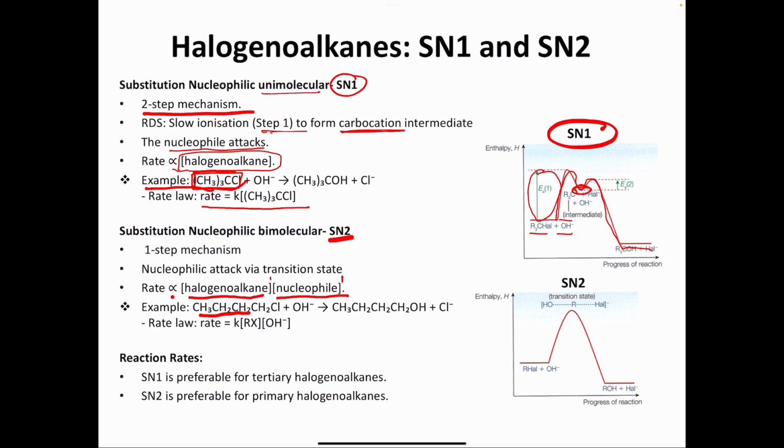An example is this halogenoalkane reacting with hydroxide to give us that. The rate law will be rate equals K times the concentration of this times the concentration of that, as you see there. And looking at the graph for SN2, we can see the reactants react in a single step, and then they're going to be converted into products, as we see there. To conclude, SN1 is preferable for tertiary halogenoalkanes, and SN2 is preferable for primary halogenoalkanes. I will focus on this a little bit later to explain it a little bit more.